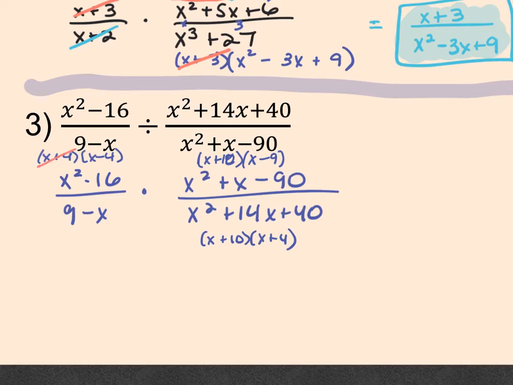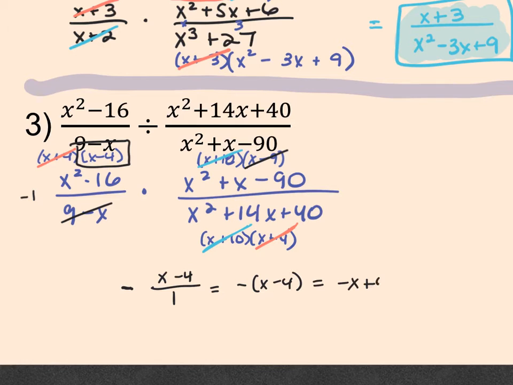So I can cancel the x plus 4 in the top left with the bottom right. I can cancel the x plus 10 in the top and the bottom on the right. And then I've got x minus 9 and 9 minus x. Those are not the same, but they are opposites. So I cancel through one and the other, and I put a negative 1 on the front. So my answer's got a negative out front. The x minus 4 is the only thing left in the top, and there's nothing left in the bottom. So this would be negative x minus 4 or negative x plus 4.